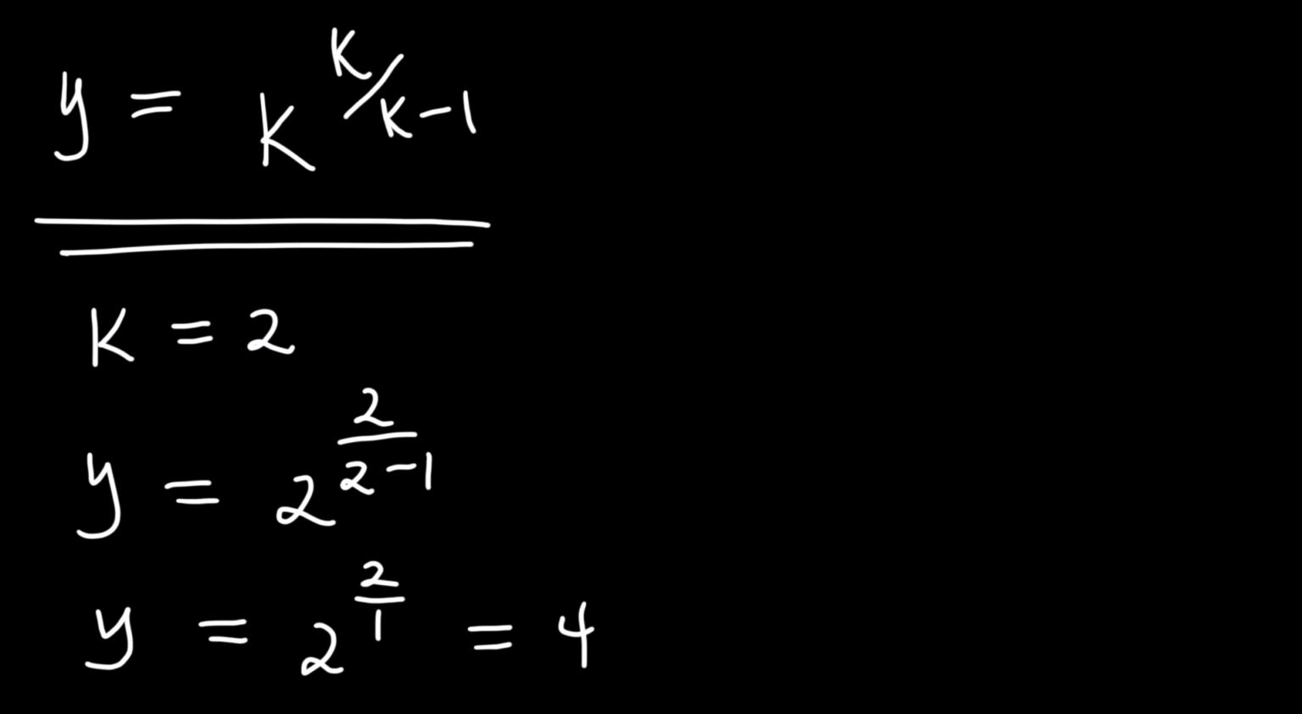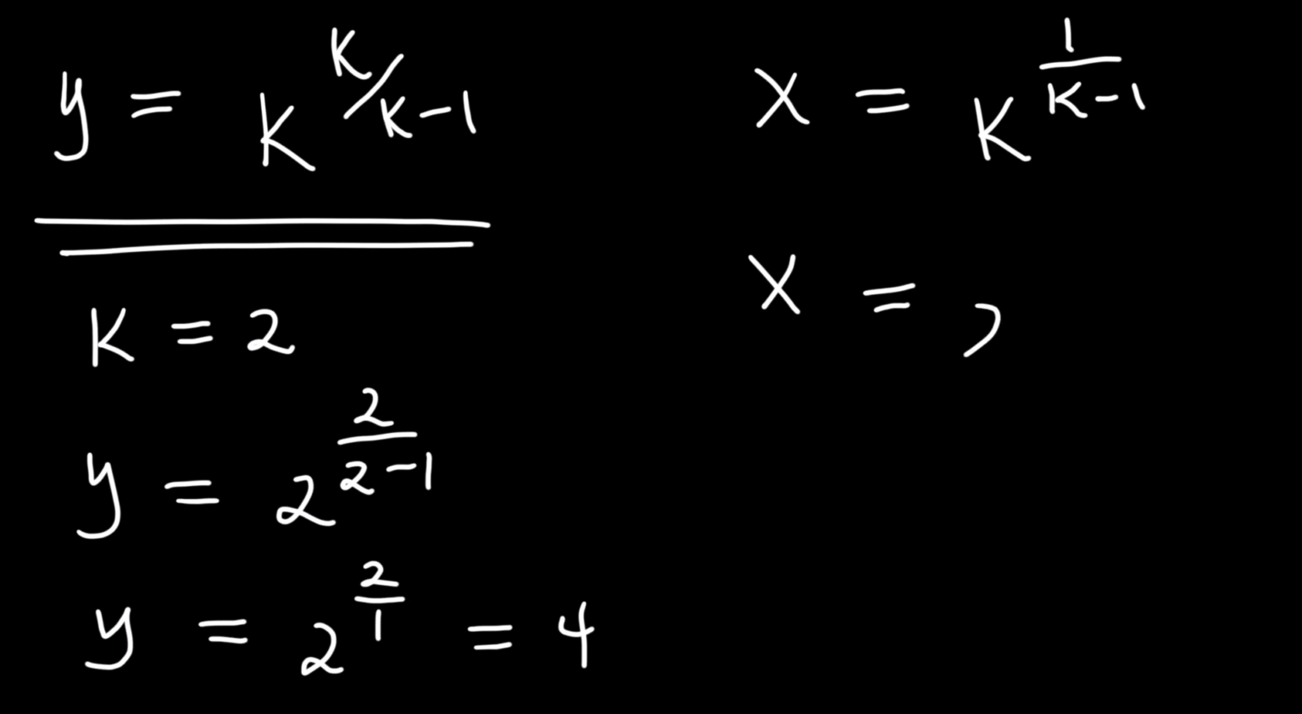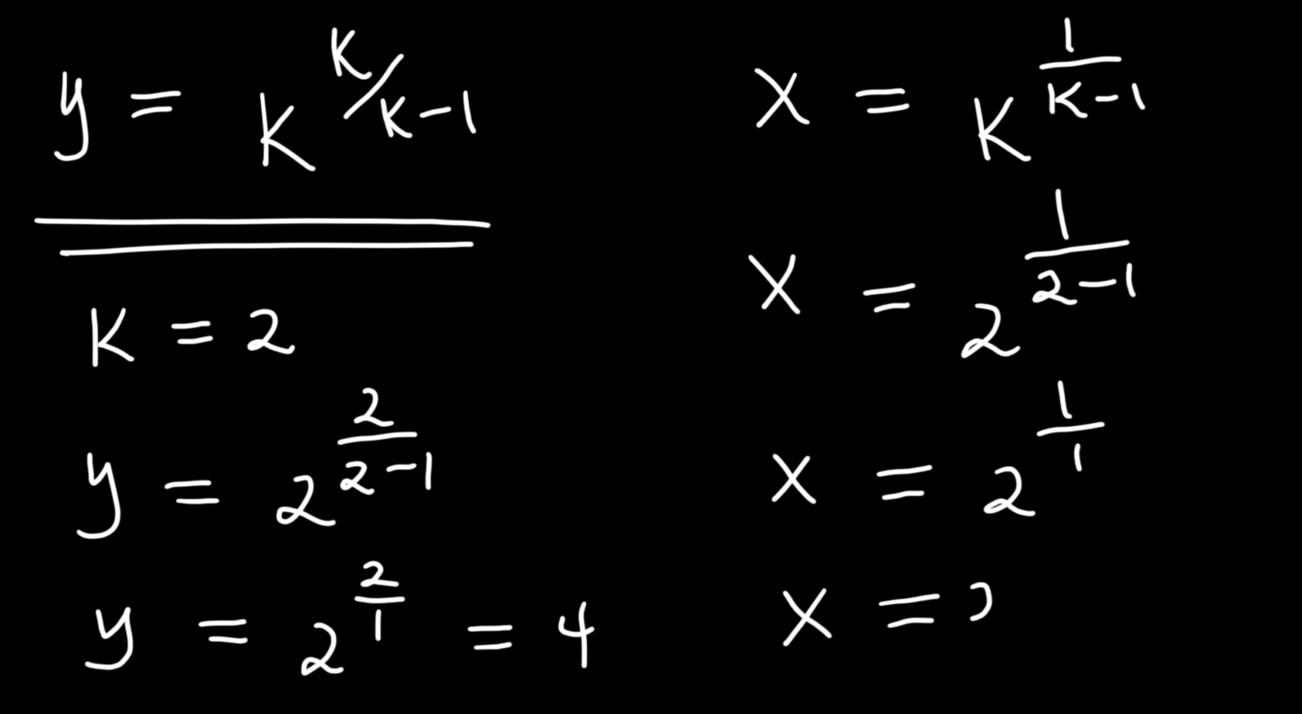And we had found x to be equal to k raised to the power of 1 divided by k minus 1. If we put in k equals 2, we shall have x equaling 2 raised to the power of 1 divided by 2 minus 1. And so x will be equal to 2 raised to the power of 1 divided by 1. And so x will be equal to 2.